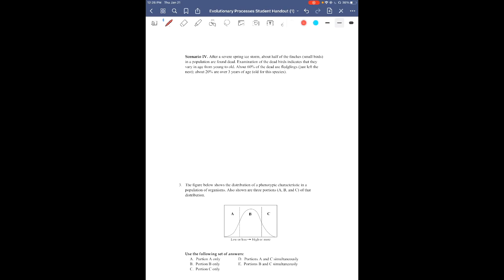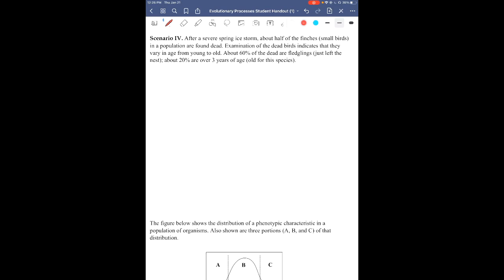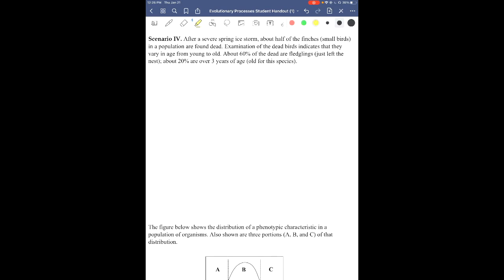Okay, let's look at scenario 4. After a severe spring ice storm, about half of the finches in a population are found dead. Examination of the dead birds indicates that they vary in age from young to old. About 60% are left in the nest, 20% are over the age of 3. Okay, so part A, we're going to look at whether this is due to selection or not. So what do you guys think?